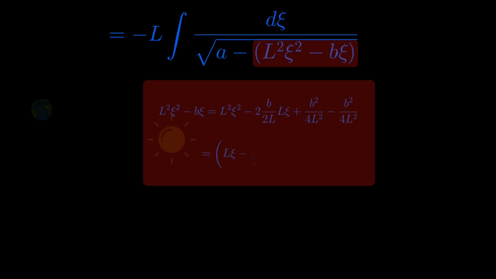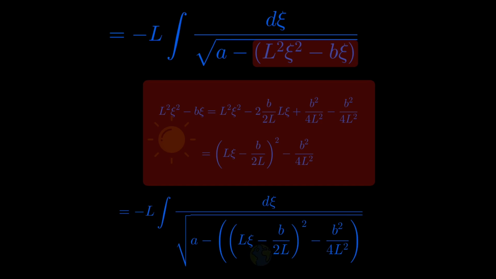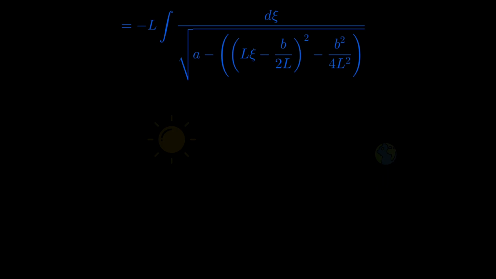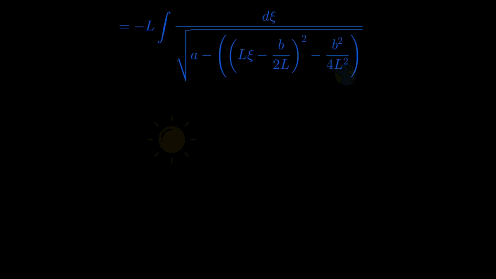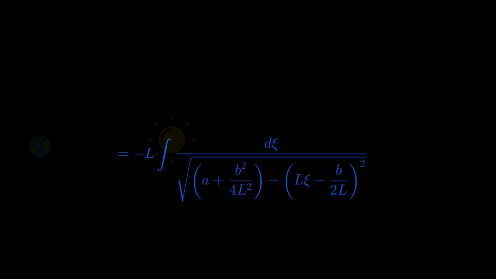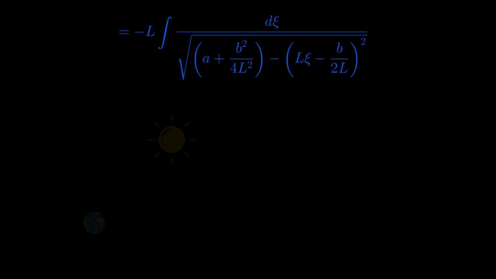We now plug this whole expression into the integrand and, well, it looks more complicated than before actually, but bear with me, it's soon gonna look nice. First we combine the b squared over 4L squared with the a, since they are both not dependent on r and therefore constant. And this new constant we redefine for abbreviation as capital A.